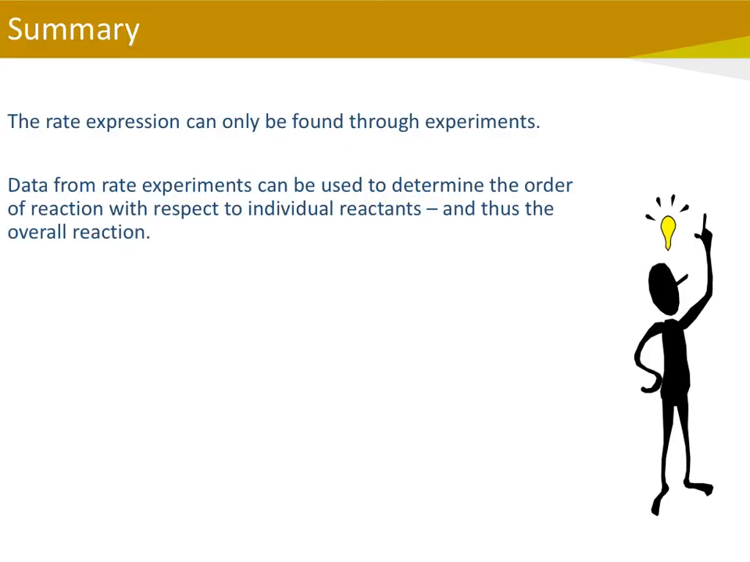As a summary, the rate expression can only be found through experiments. And data from rate experiments can be used to determine the order of reaction with respect to individual reactants and thus the order of the overall reaction.